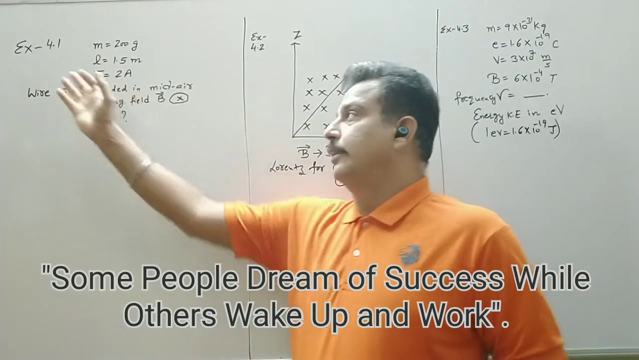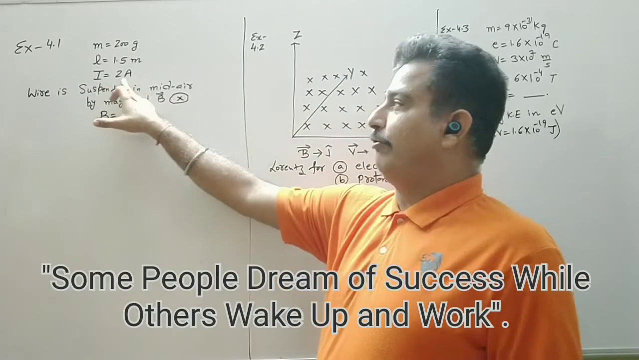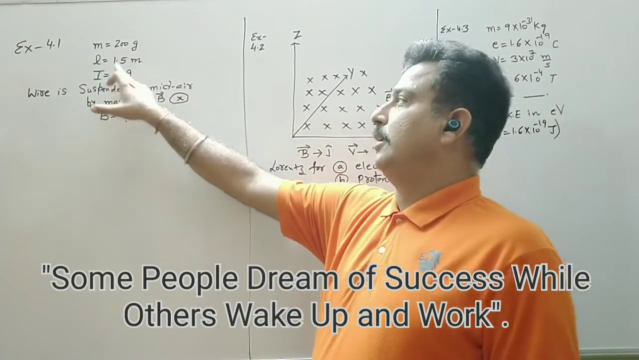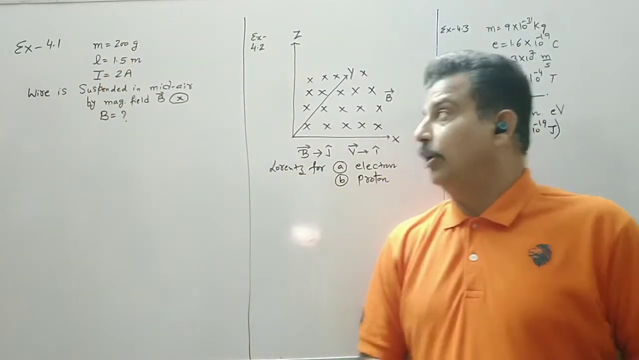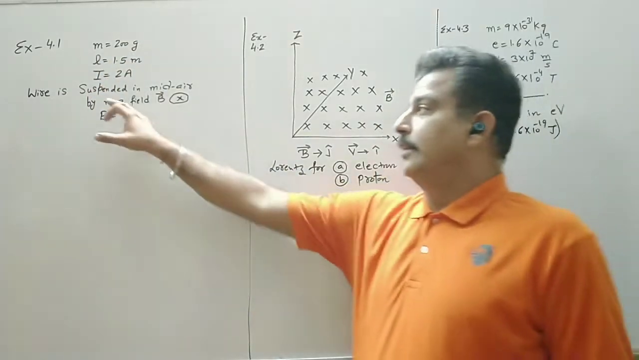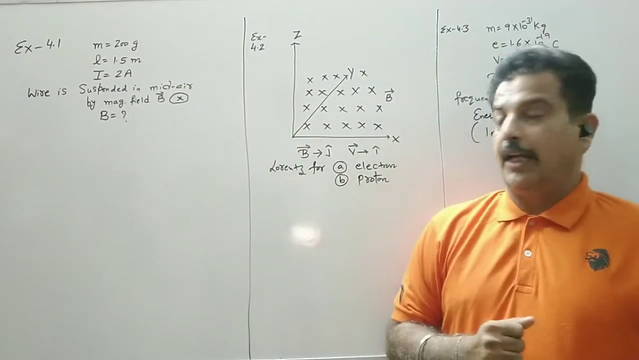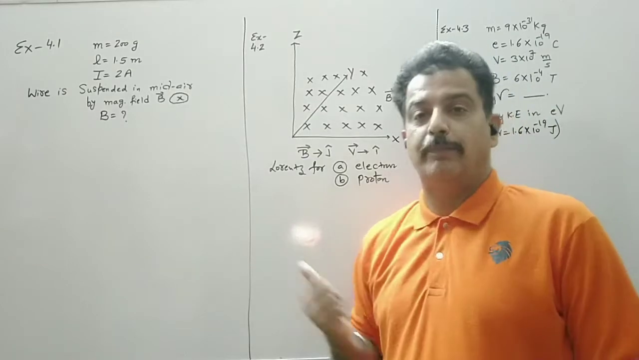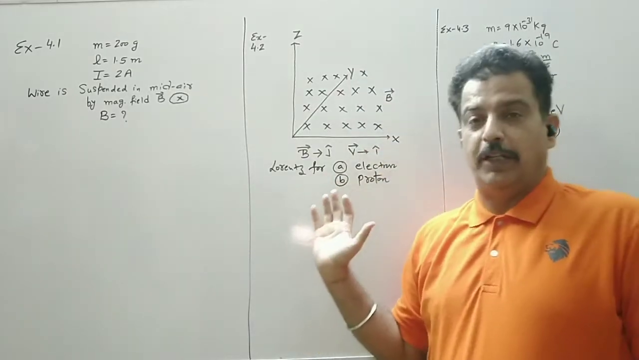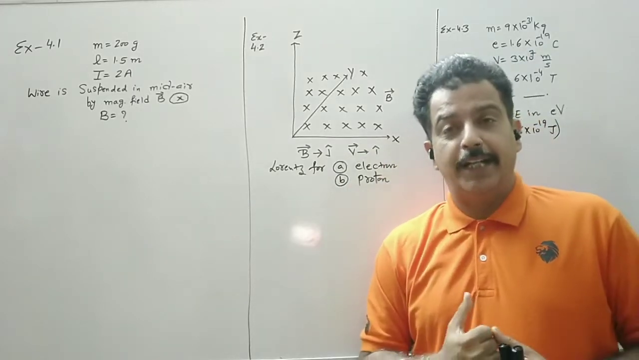Example number 1. A wire carrying current of 2 ampere, the mass of the wire is 200 gram, the length is 1.5 meter, is suspended in the mid-air by the magnetic field. The magnetic field is cross. It means it is going into the plane of the paper or the plane of a board. Now this wire is suspended in the mid-air.